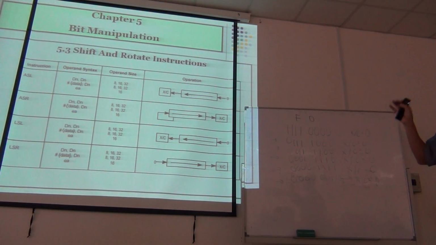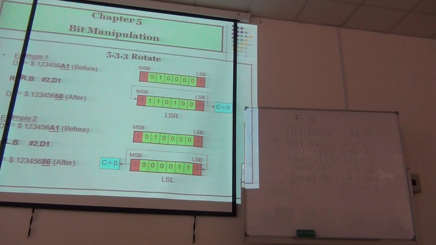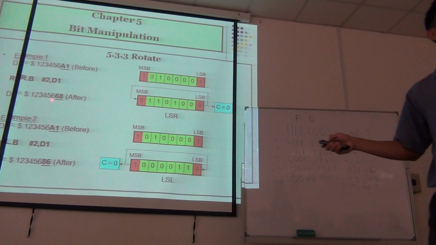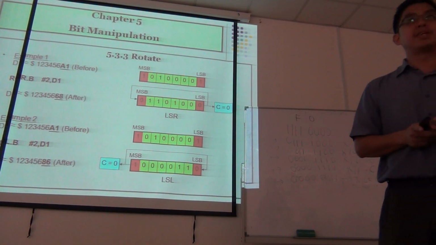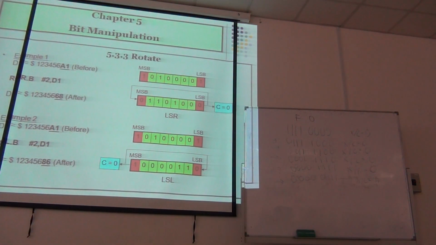Okay, next one. Understand this one, right? So now go to rotate. Rotate. Okay, try this one. Rotate, divide 2 times D1. Put it at the questions over there, and then try to rotate twice. Look back at the table and try to rotate the numbers accordingly. You must get the results like that.